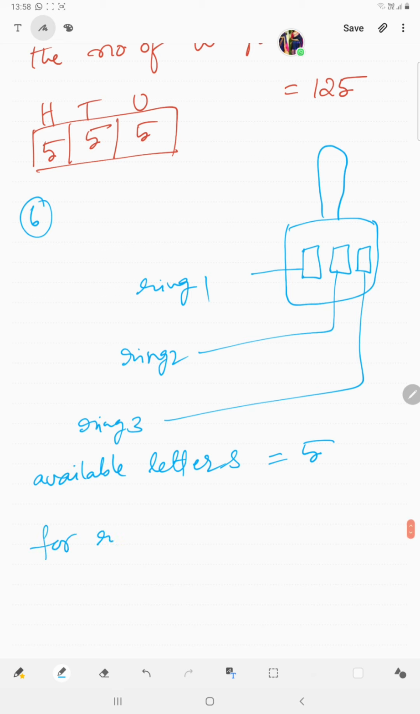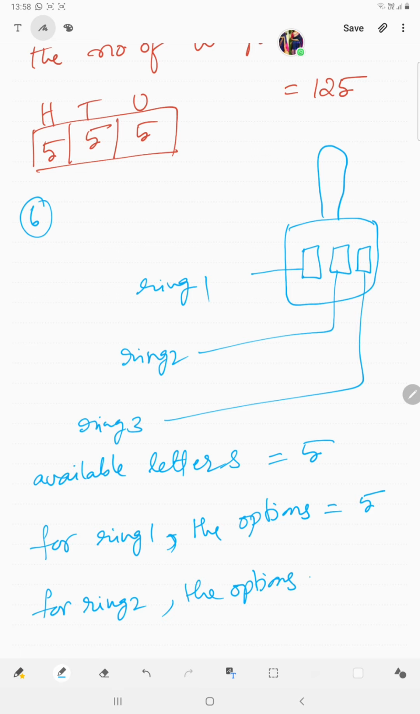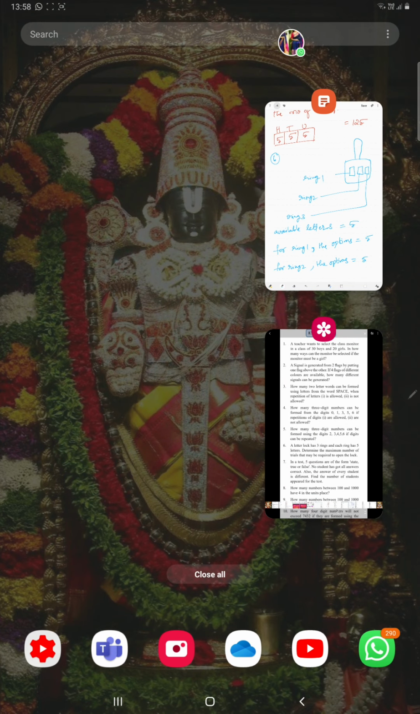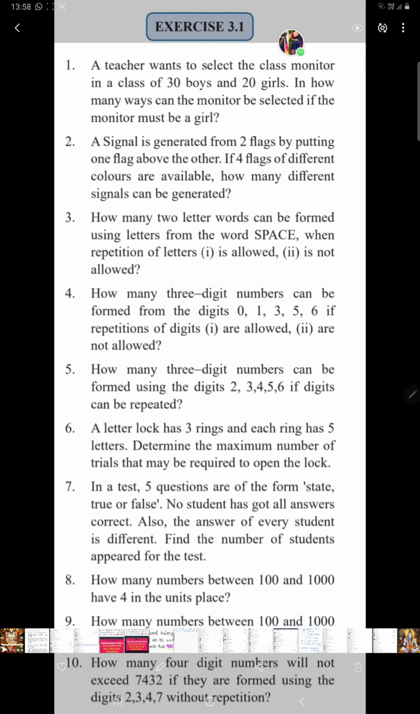So, for ring 1, how many options are there? 5 letters you can use. Same for ring 2 also. The options are 5. See, in this question, is there any different word used? No. Determine the maximum number of trials that may be required to open the lock. Like in the second question, different signals, like that here, nothing like different letters is used. Therefore, repetition is allowed.